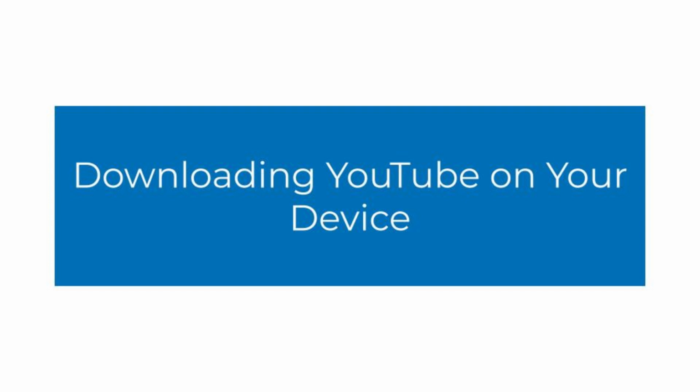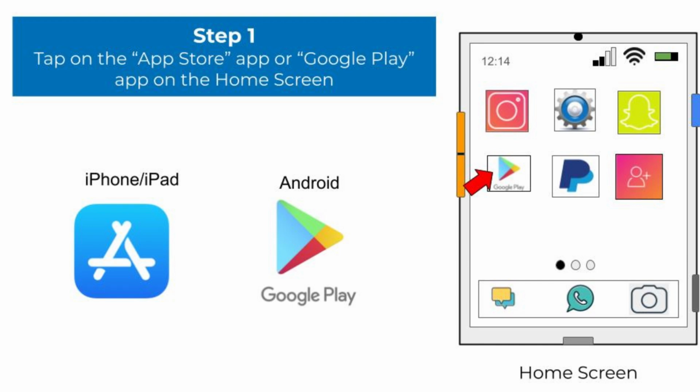Next, I will provide step-by-step instructions for downloading the YouTube app on your device. Starting on the home screen, we first need to tap on an app that allows us to download other apps. This app is called the App Store on iPhones and iPads. On Android phones, such as Samsung and Google Pixel phones, this is called Google Play.